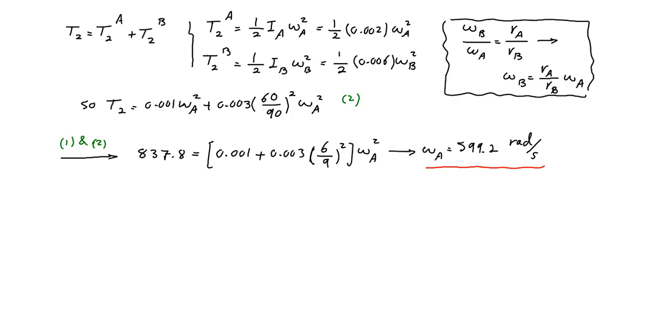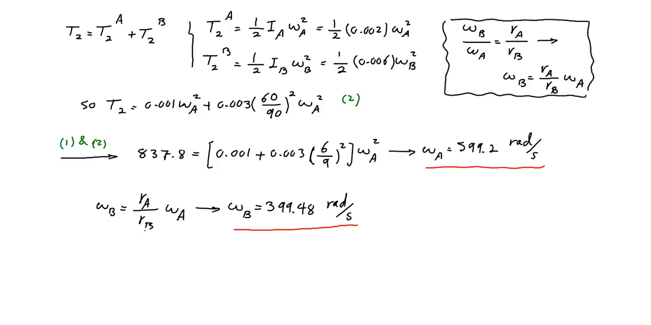Now for gear B, we already know the relationship between omega A and omega B. We'll just plug this in and I'll get omega B. Omega B is RA divided by RB times omega A. You do this math and you'll get omega B, 399.48 rad per second. That will be the angular velocity of gear B. You were asked to find the angular velocities for these two gears.